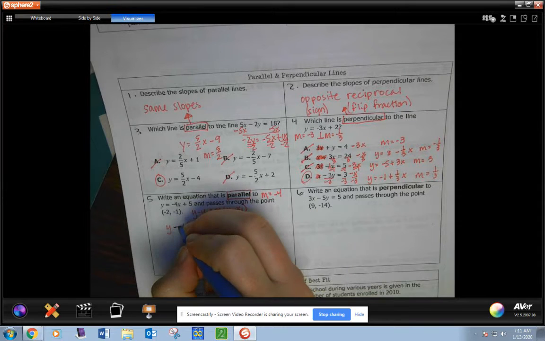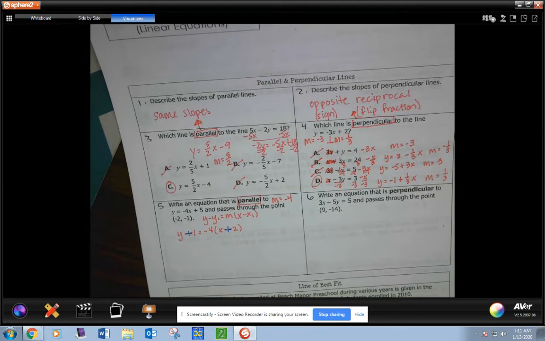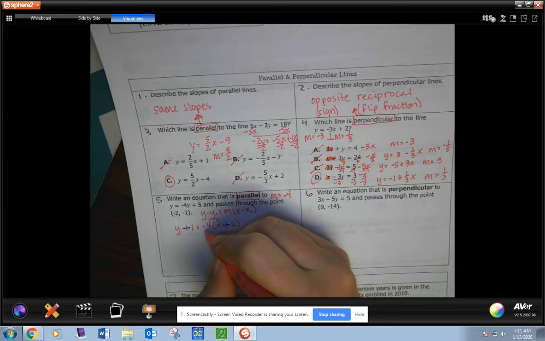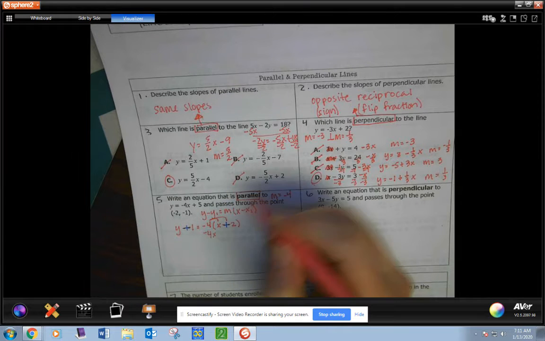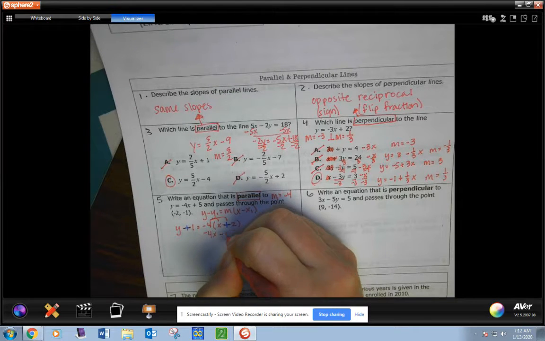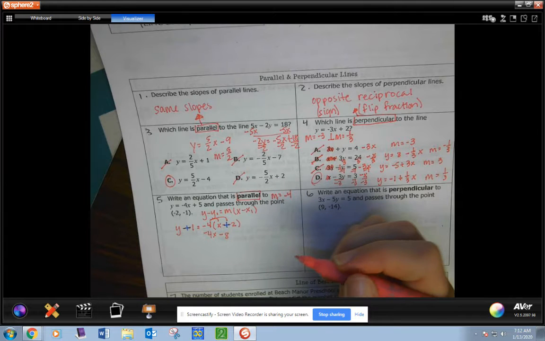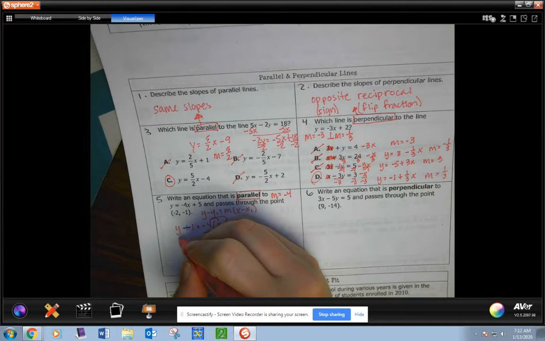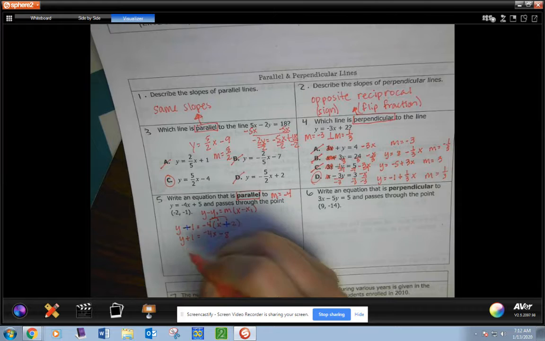Remember, we don't work with double negatives, so the first thing that I'm going to do is connect my double negatives and make them a positive. And now I'm ready to distribute and solve the problem. So negative 4 times x is negative 4x, and negative 4 times 2 is negative 8. Bring down y plus 1 equals, and we're going to subtract the 1. This gives me y equals negative 4x, and I'm going to have minus 9.